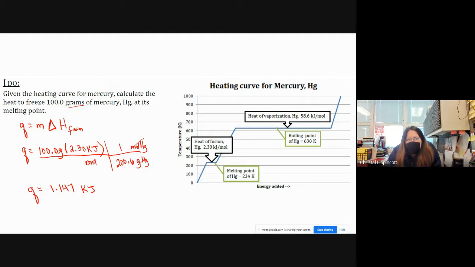Now, this is freezing. So what do we know about the energy here? It's going to be negative because we're losing energy here. Okay? It's exothermic. Yep. That's just reading the equation you have to read.